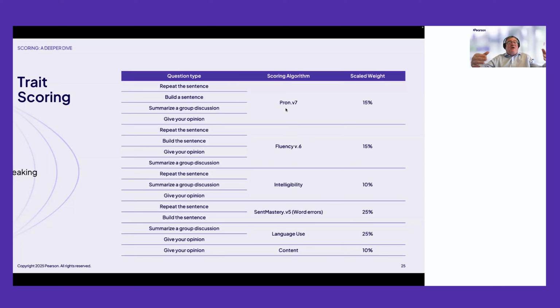And then speaking as a whole on the Express test, Pearson English Express test, makes up 25% of the overall score. So speaking is 25, listening is 25, reading is 25, and writing is 25. So whilst within the scoring itself, there's a different balance between those different areas. You can see pronunciation, fluency, intelligibility, those measures of the actual language that's being produced, that's making up about 40% of the overall speaking score.